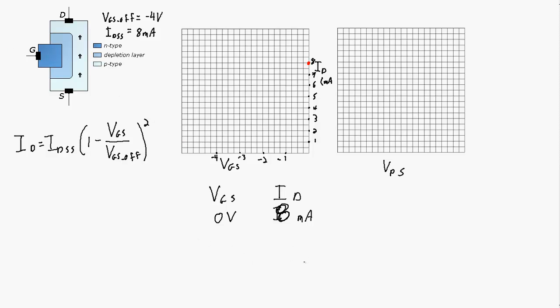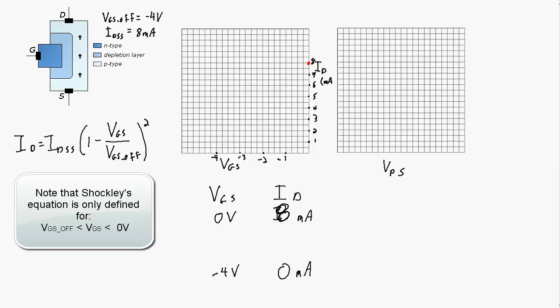At the other extreme, we could have VGS equal to minus 4 volts. So minus 4 volts, we plug the number in, minus 4 over VGS off, which is also minus 4. So that'll just be 1. 1 minus 1 is 0. 0 squared is 0. 0 times IDSS is 0. So we've got ID of 0 milliamps. And we can plot that on our graph here. VGS of minus 4 gives us an ID of 0.